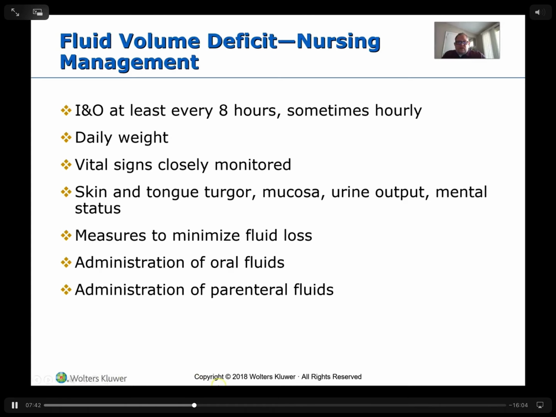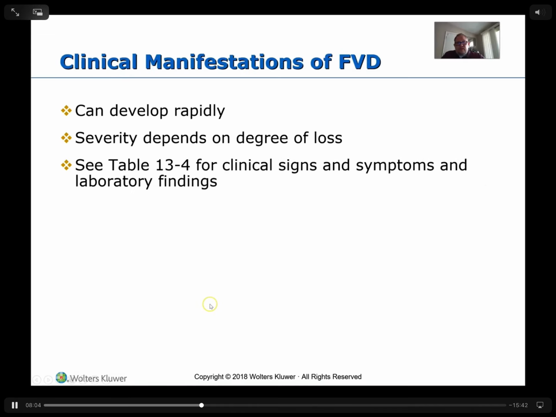Vital signs are closely monitored. Skin and tongue turgor, mucosa, urine output, mental status. Measures to minimize fluid loss. A lot of times we measure how much output it is, and then over the next 4 hours, we replace it with IV fluids if necessary, if they are that low. So just to help maintain fluid balance.